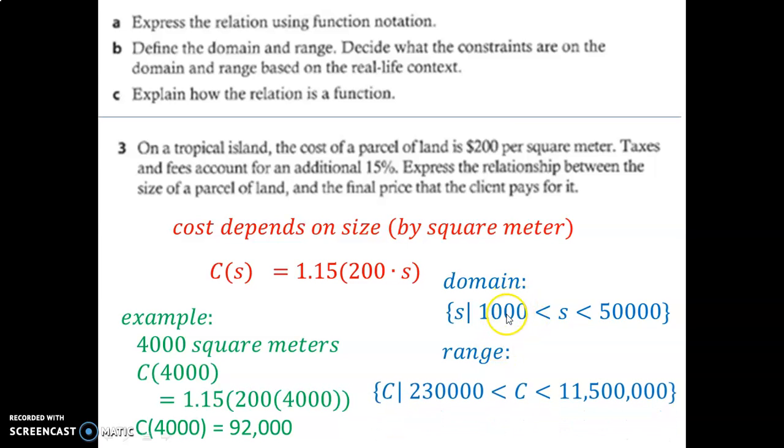So if we take 1,000 and put it into our function, it produces a value of 230,000. So for my range, I'm saying that's the low cost of land, and then the high cost, well, if I'm saying the upper limit for how much land you can buy is this, and you put that 50,000 into the function, you get a cost of 11.5 million. So that's the upper end for mine. So my domain produces my range, and of course these are up to interpretation.